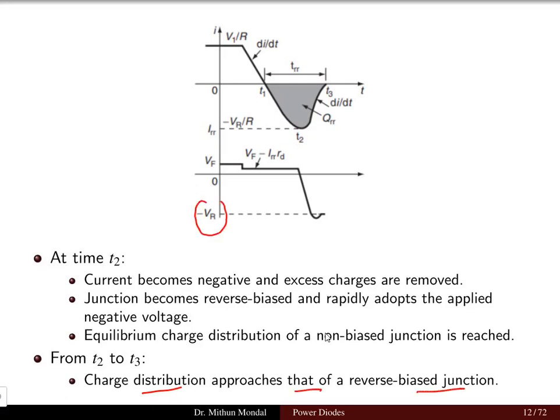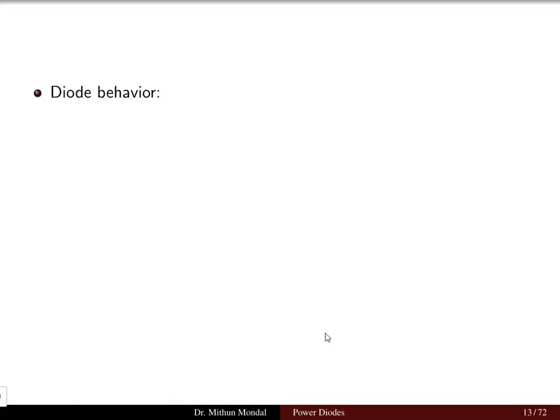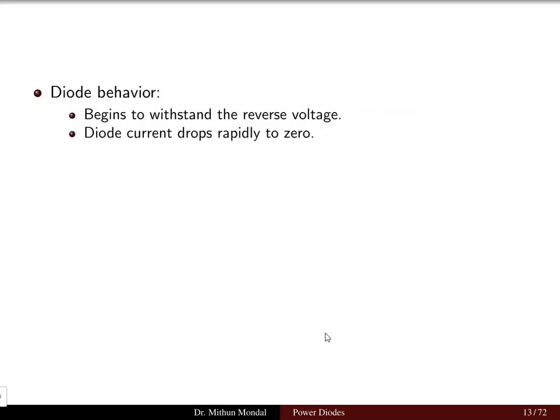So the voltage is reverse biased and the charge which is present here is basically because of reverse bias. The diode begins to withstand the reverse voltage. Now you are giving a potential minus VR in the reverse bias and diode current drops rapidly to zero. So under the reverse bias condition, the diode current will fall and it will reach zero.